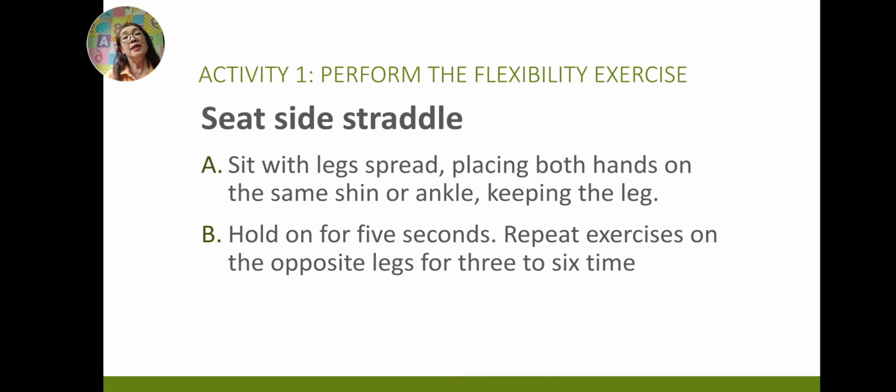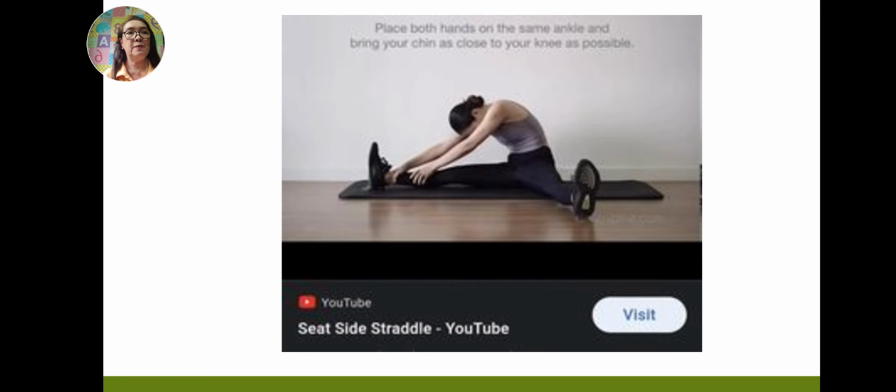Next we have the sit side straddle. Sit with legs spread, placing both hands on the same shin or ankle, keeping the leg straight. Hold for 5 seconds. Repeat the exercise on the opposite leg 3 to 6 times. Now here is the position.